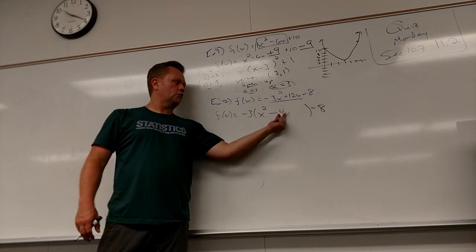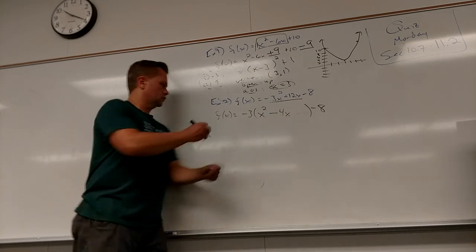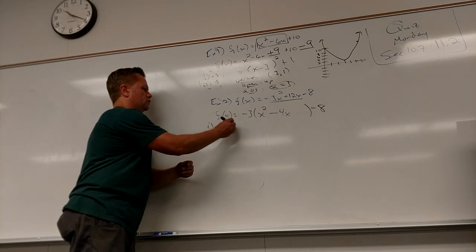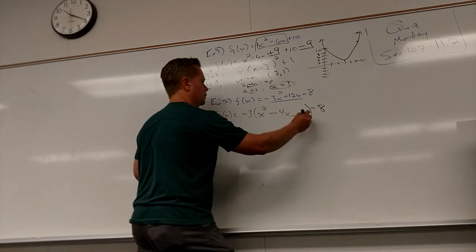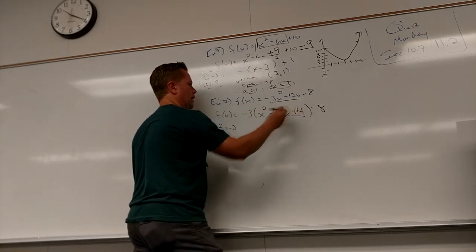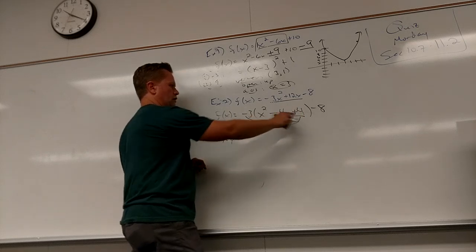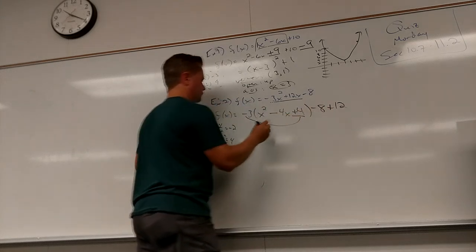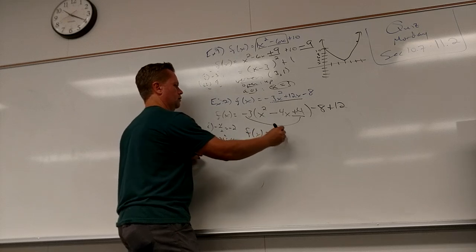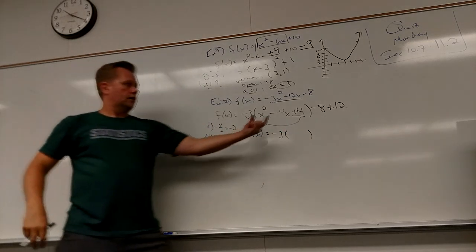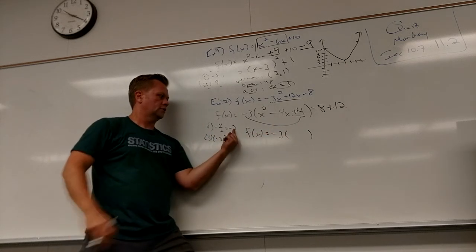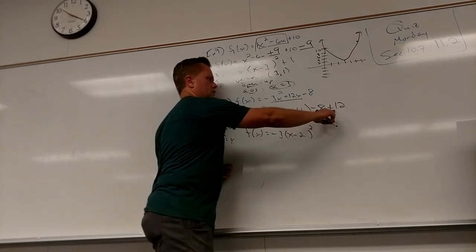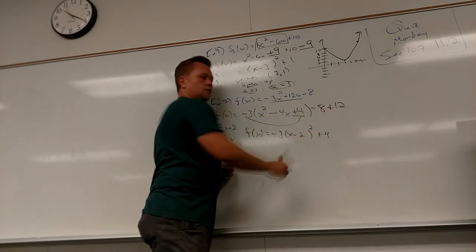So when I take half, it's going to be half of this. The first step is half of negative 4 is negative 2. Second step is square negative 2, get 4. So I'm going to put plus 4 here. What did I actually just do? I subtracted 12, so I better add 12. Negative 3. How's that factor? X minus 2 squared plus 4.